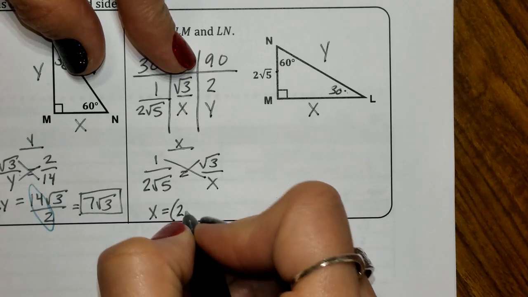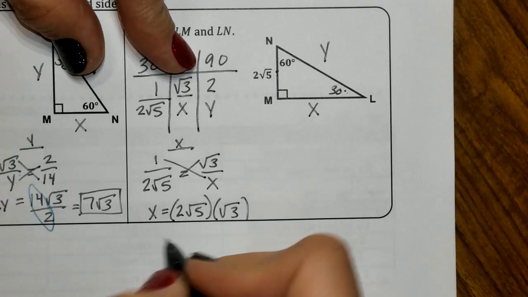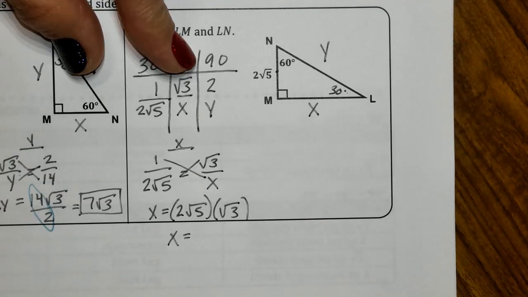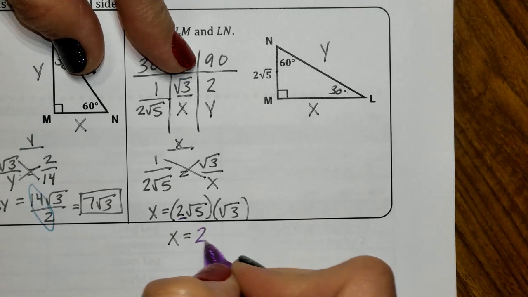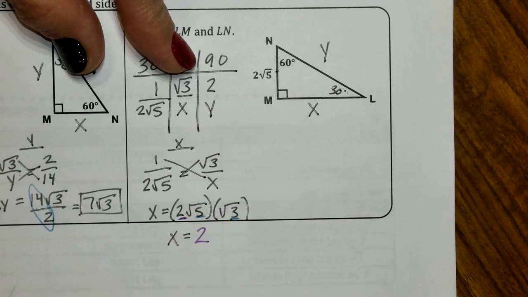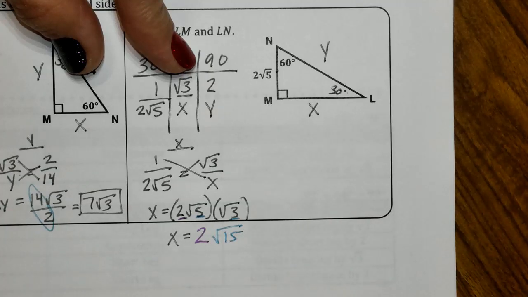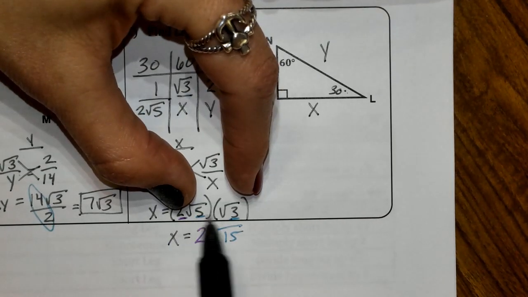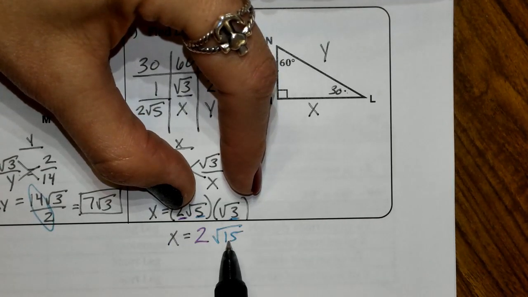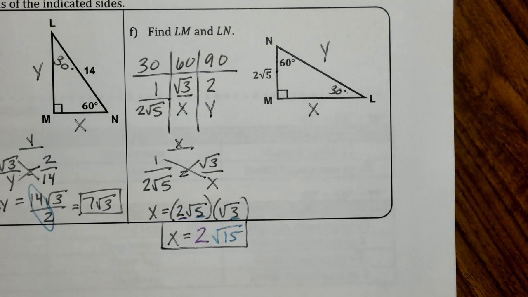So we're going to have 2 square root of 5 times the square root of 3. We only have one whole number, but we have 2 radicals. Square root of 5 times the square root of 3 is the square root of 15. We're multiplying 2 prime radicands together, therefore the product, the square root of 15, will not be simplified.